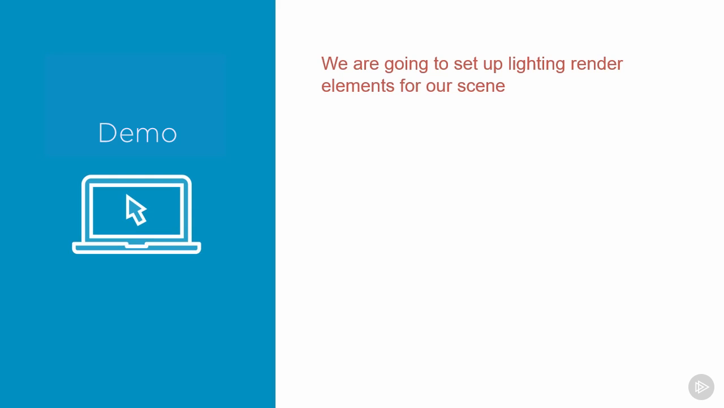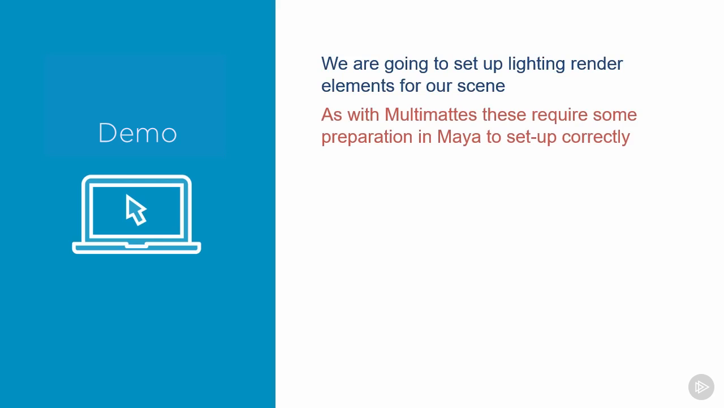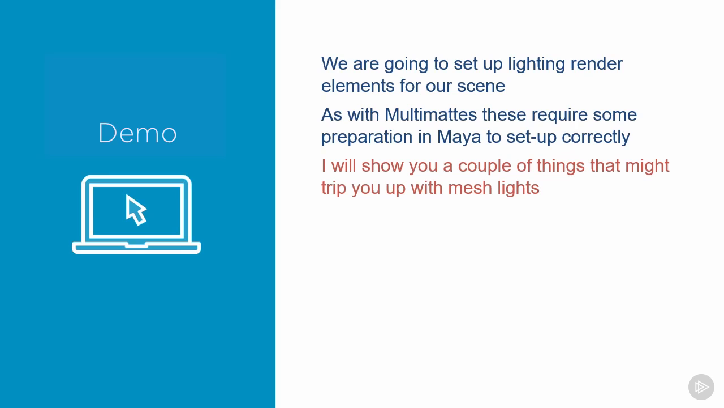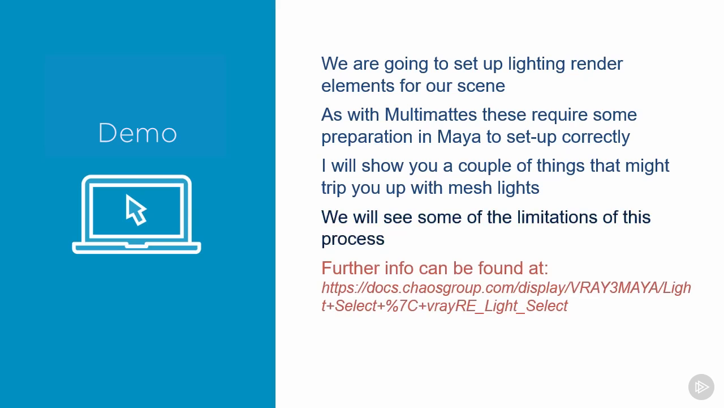So now we're going to set up lighting render elements for our scene. As with the multimats, these require some preparation in Maya to set up correctly. And I'm going to show a couple of things that might trip you up with mesh lights. We'll also see some of the limitations of this process. And further info can be found at this link below.